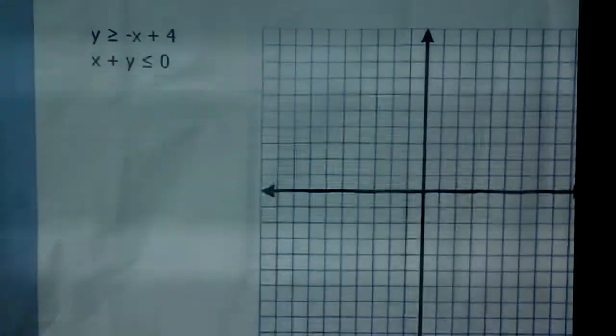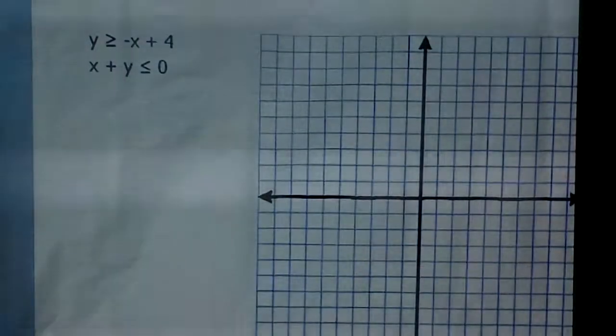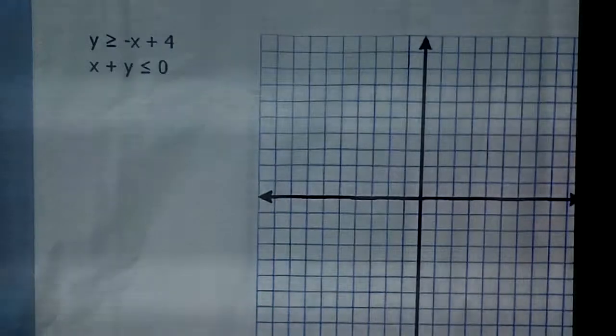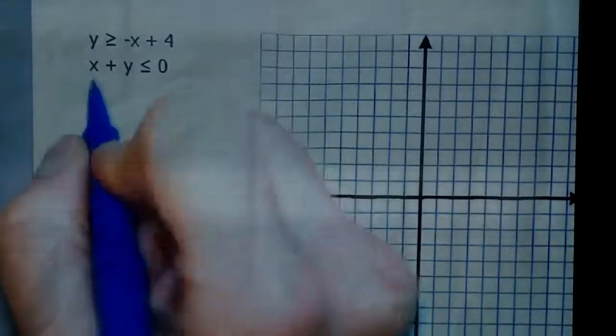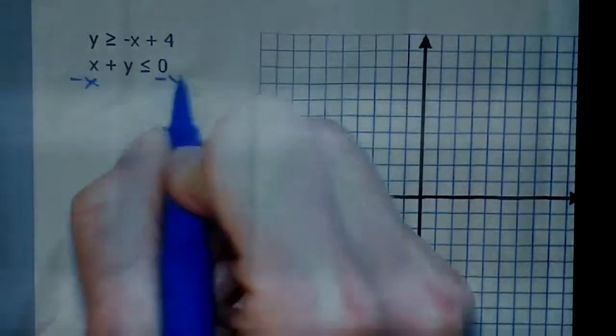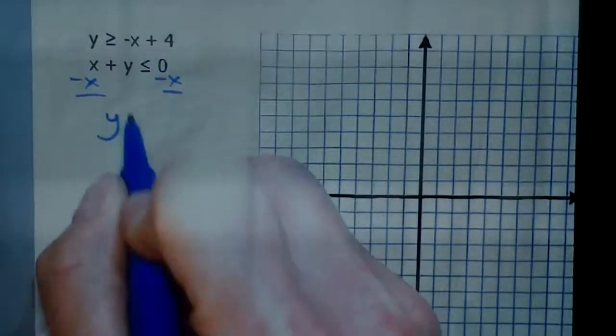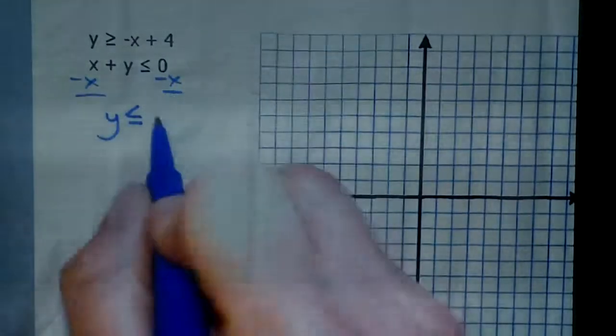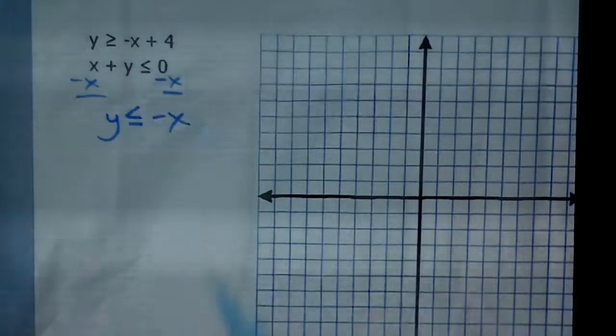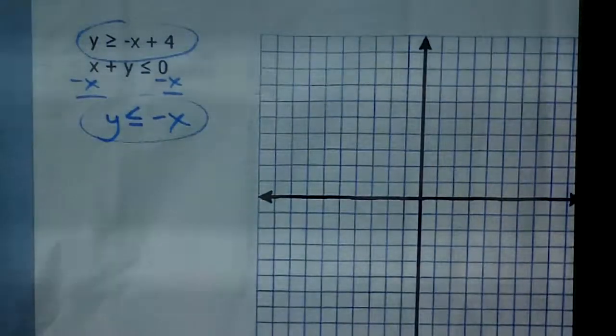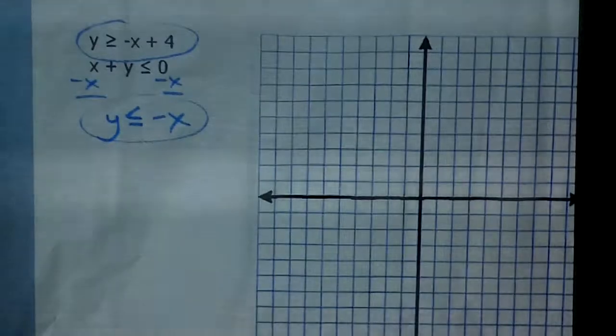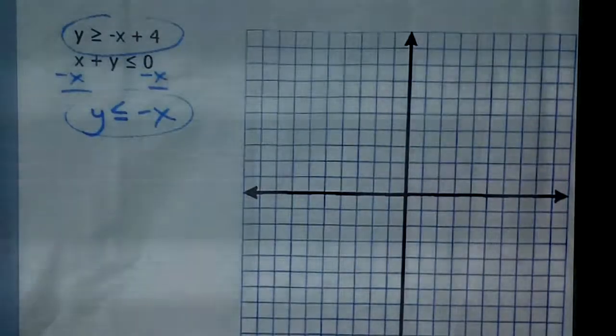Next example. Okay, one of them is already set for you in y equals mx plus b form. The other one, I have x plus y on the same side. We can rearrange that quite easily by subtracting x from each side. So y is less than or equal to 0 minus x is negative x. So here are my two equations. Let's graph them. Maybe some of you are already noticing something. If not, don't worry, you'll notice it in a minute.